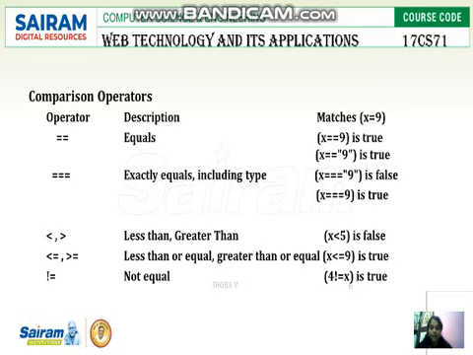These are the comparisons we can see. The first operator is equals, and the second is exactly equals, which includes type. Here we are just matching whether the value is true or false, which points to a boolean only, not a type or any value. Then we have less than, greater than, less than or equal to, greater than or equal to, and not equal to. This is how the comparison operators work.